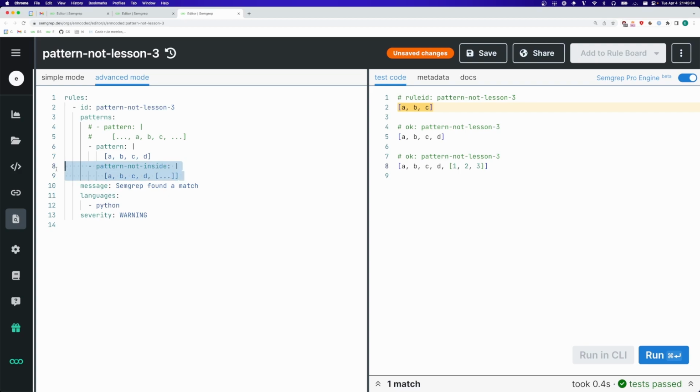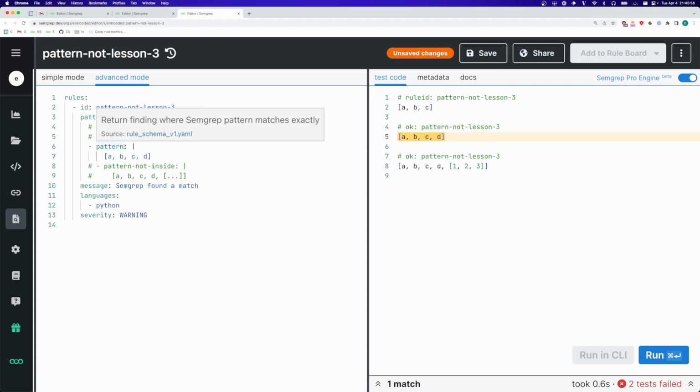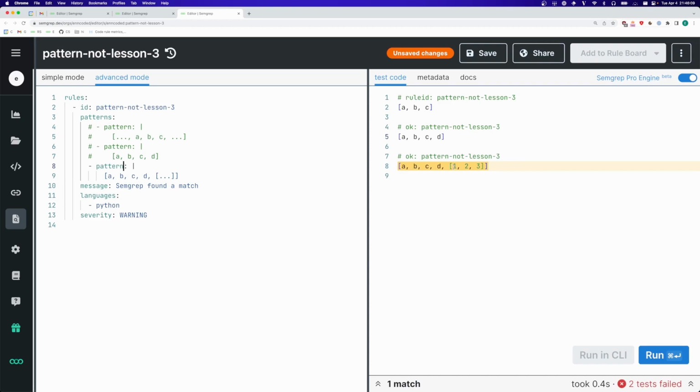Because Semgrep uses the same pattern matching logic, or at least very similar, for both positive and negative patterns, you can use this trick of turning negative patterns into positive patterns and seeing if they match what you want to remove, in this case line 5. If it does match, then you can be reasonably sure that this will work as a pattern not inside pattern, or a pattern not pattern. Doing the same for this other one, if we change this into a positive pattern, we can see this one also matches this. Therefore, this will probably be removed when turned into a negative pattern.